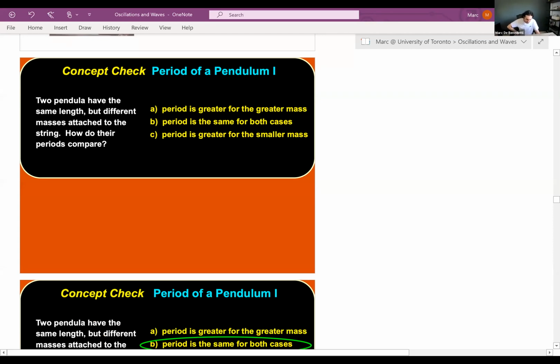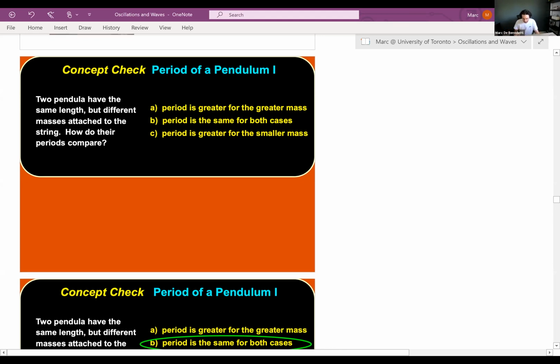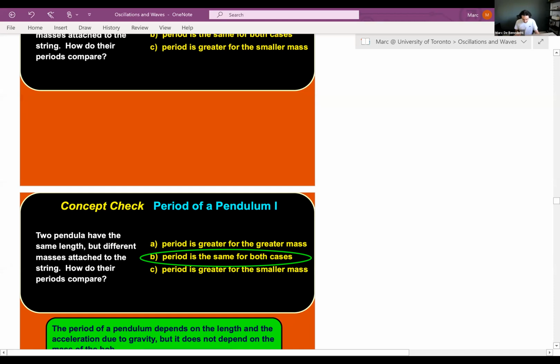2 pendula have the same length but different masses. How do the periods compare to each other? They're the same. I just got finished saying different masses do not matter. So I think we can skip that.